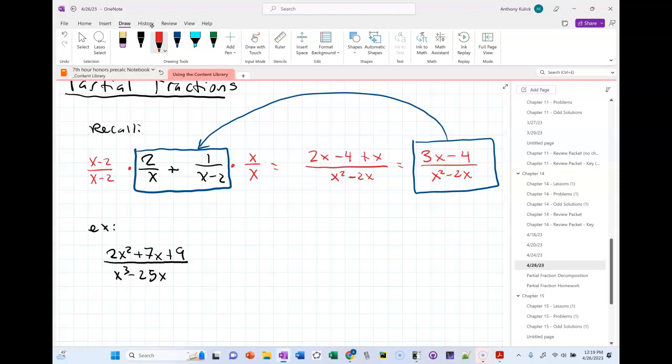So the purpose here is just to outline the process. Here's my fraction that I want to decompose into the sum or difference of several fractions, each whose denominator is prime or a power of prime. First thing I need to do is figure out what denominators I need to use, so I'm going to factor the denominator. I can take out an x, and then x squared minus 25 factors to x minus 5 times x plus 5. So this would have come from 3 fractions.